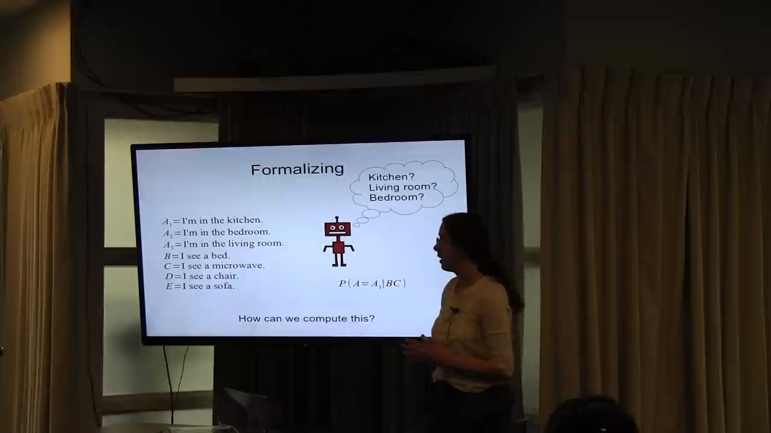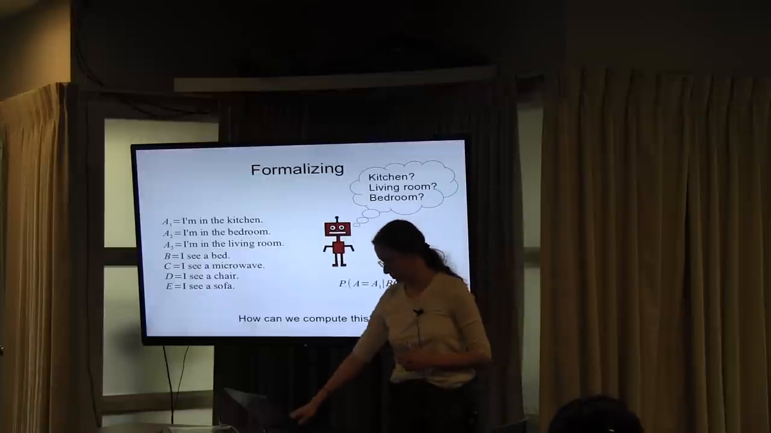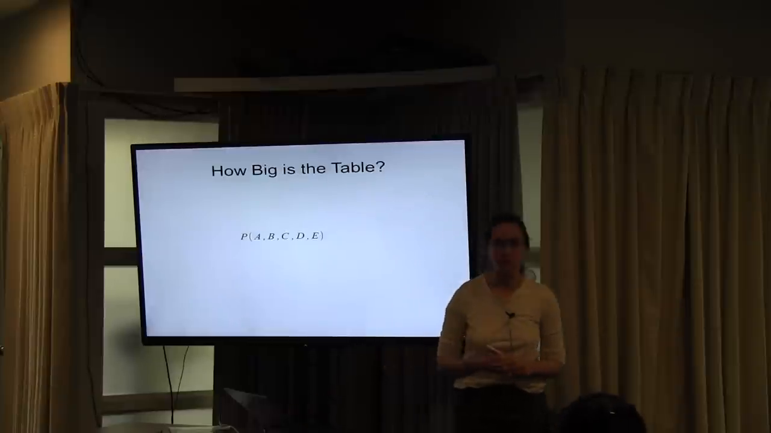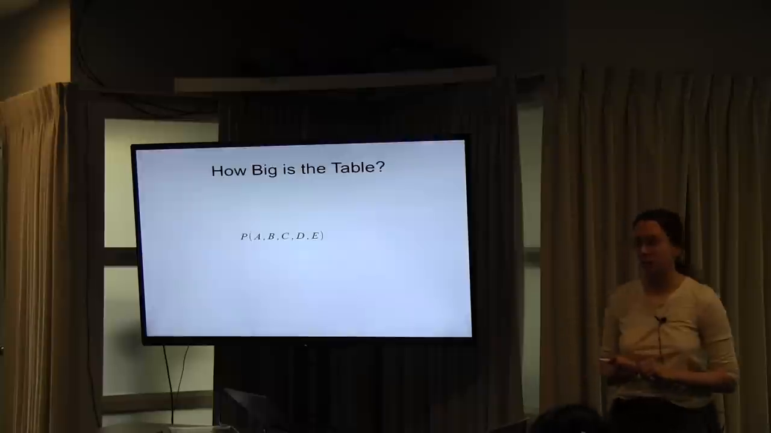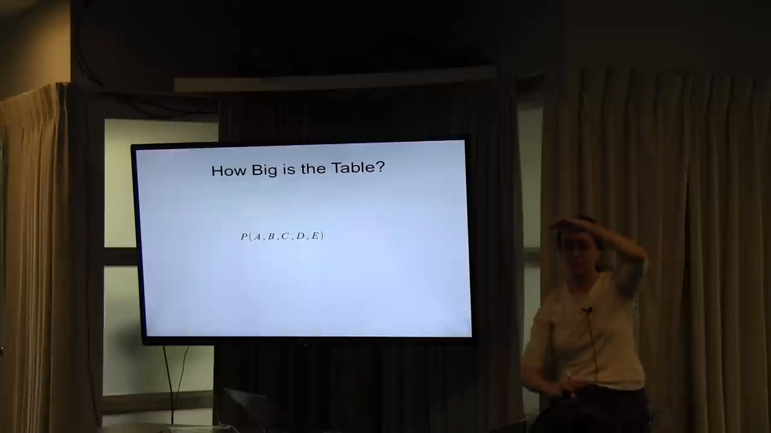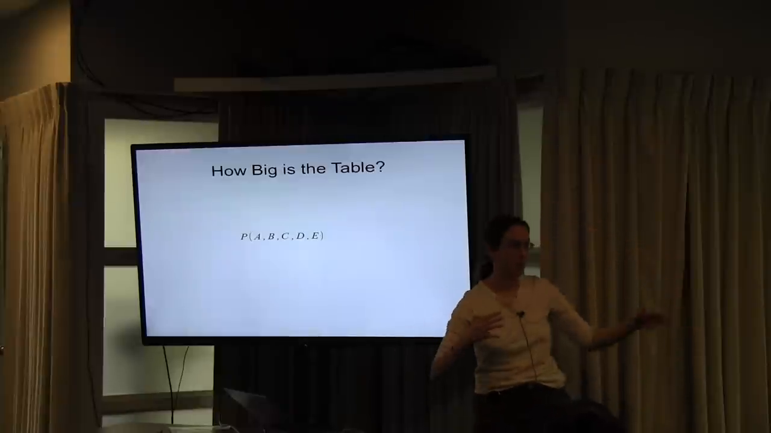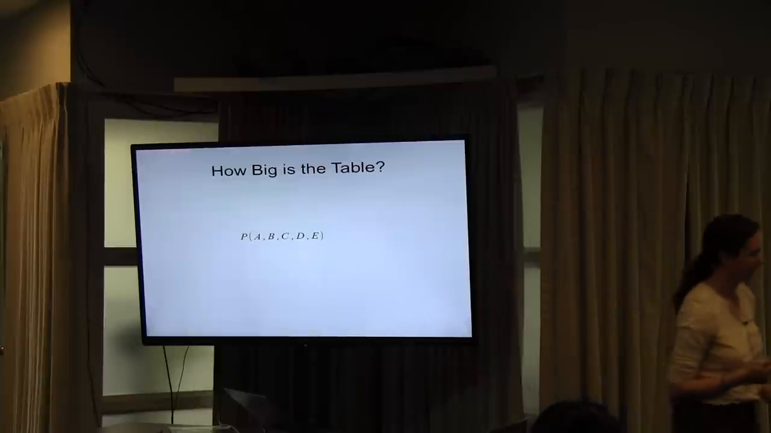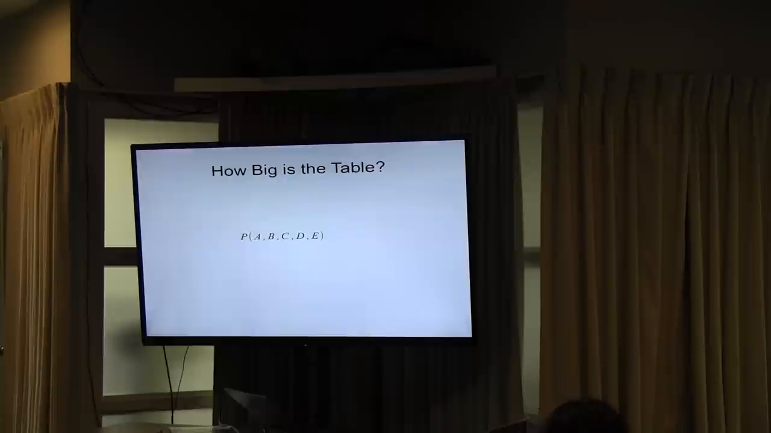So how many numbers are there in the joint distribution? So if I think about probability of A, B, C, D, and E, how many numbers am I going to need in that big table? Somebody told me at the beginning it's going to be a really big table, right? Like a multidimensional table. How many numbers are in that table? 24. I think there's more. Maybe I got it wrong, but I think there's more.